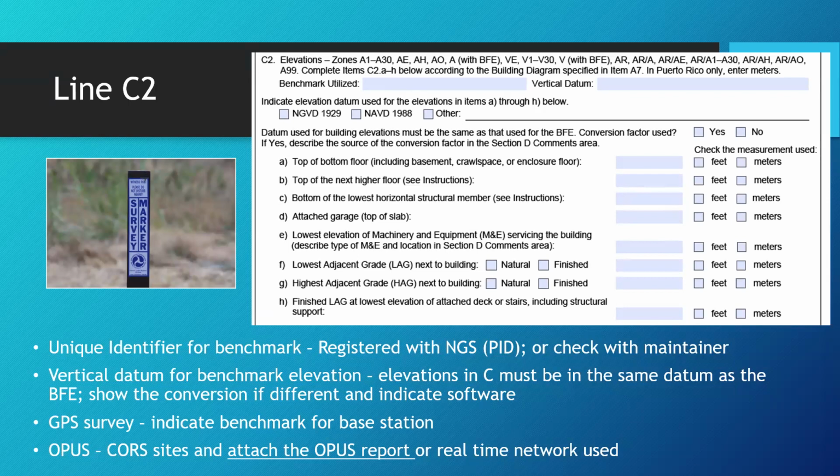So you want to indicate the benchmark for the base station for a GPS survey, or there's OPUS, and we'll take a look at that. Basically, you get a report from that, and then that would be an attachment. So we'll look at the OPUS thing, but yeah.